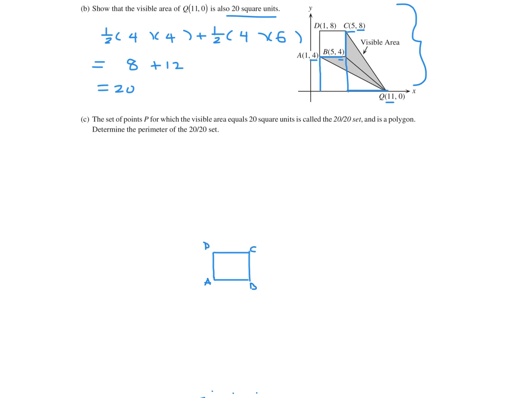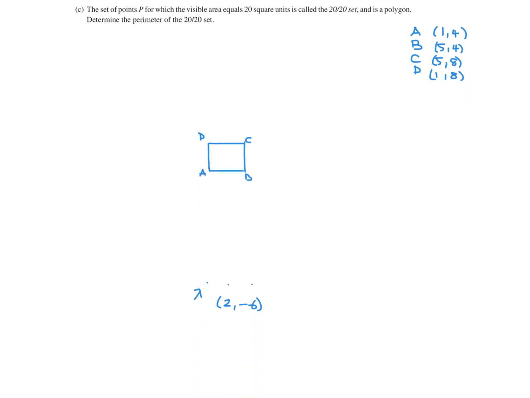And I don't want to make this messy, so I'm going to write them up here. A, B, C, D, and I'm going to write the coordinates up there: 1, 4, 5, 4, 5, 8, and 1, 8. Okay, I think that should be good enough. All right, so since this one is directly below A, the x-coordinate would be the same, so it would be 1, and then the y-coordinate would be -6, because you're going down 10 units. And very similarly, that guy would be the same x-coordinate as B, so 5, and then -6.